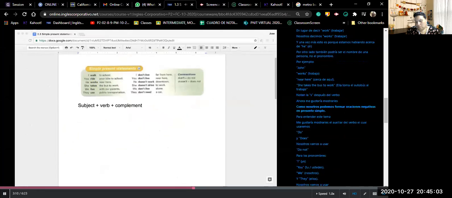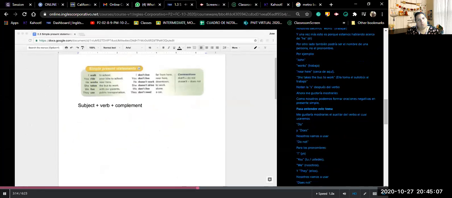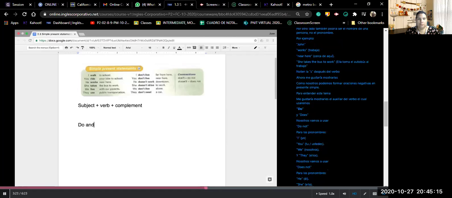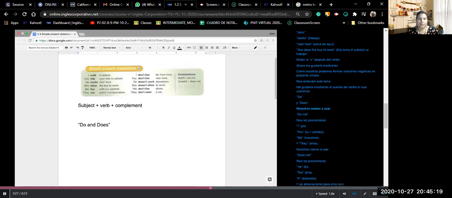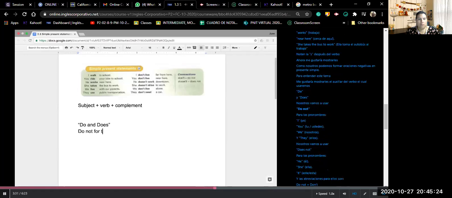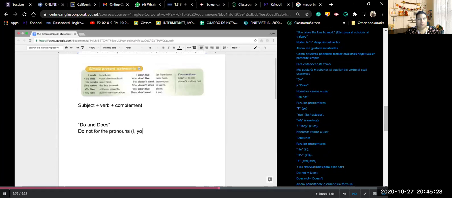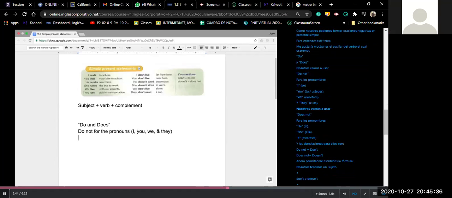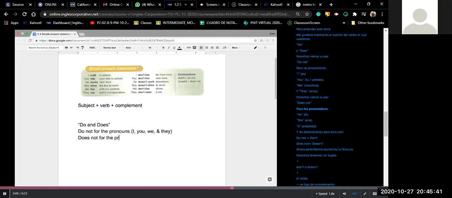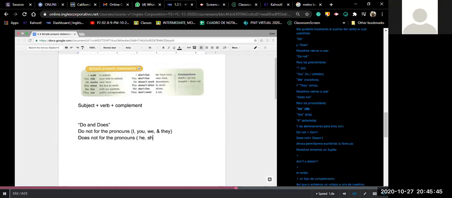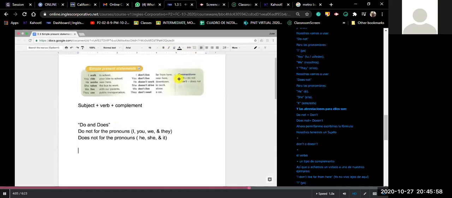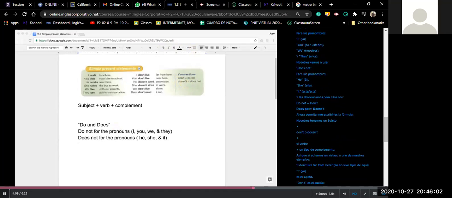Now, I would like to show you how we can form negative statements in the simple present. In order to understand this topic, I would like to show you the auxiliary verbs which we will use. Do and does. We're going to use do not for the pronouns I, you, we, and they. We're going to use does not for the pronouns he, she, and it. And the contractions for those pronouns are don't and doesn't.